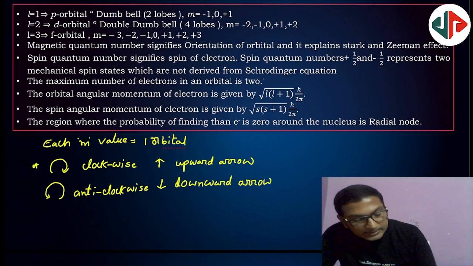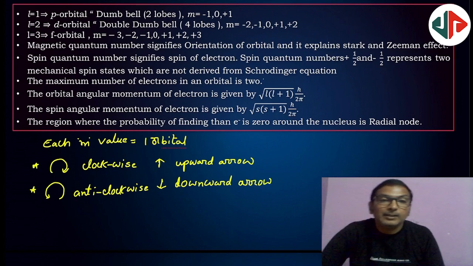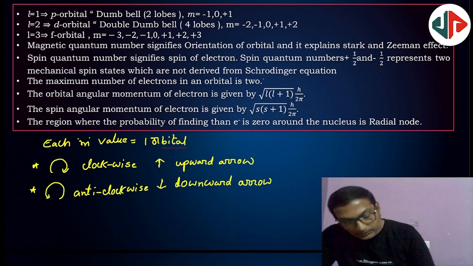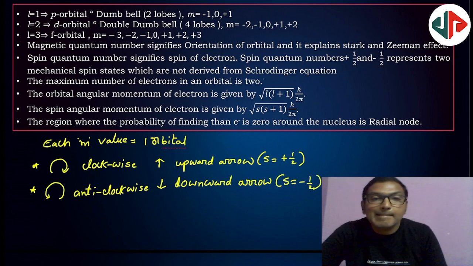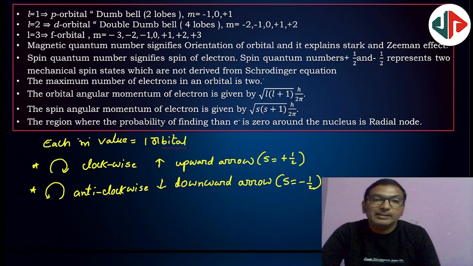So these two points are important. Upward arrow, s equals plus half, and here s equals minus half. So plus half represents clockwise spin of the electron about its own axis. Minus half represents anti-clockwise spin of the electron about its own axis.